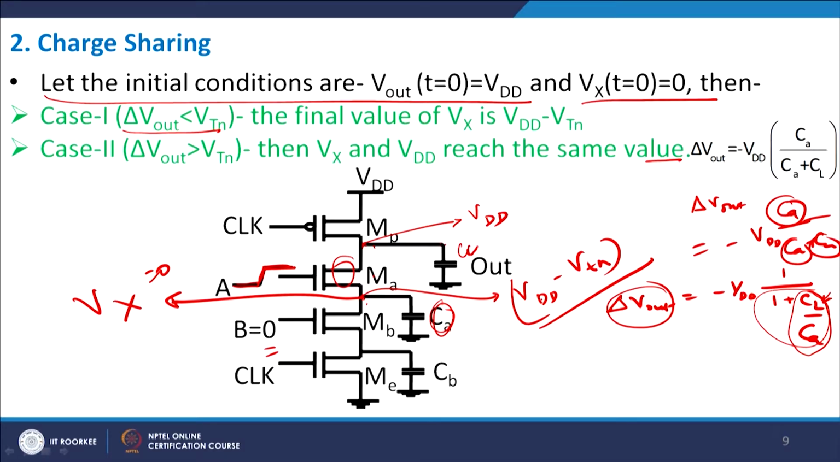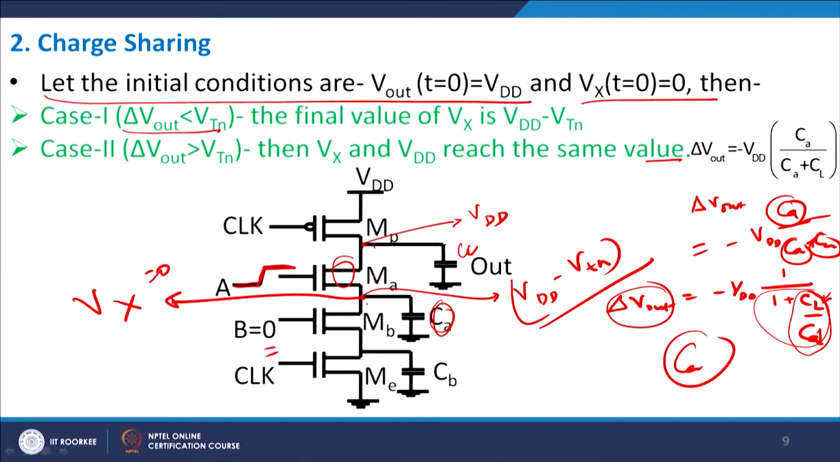It will be so also because if your CL is very large, most of the charges will be accumulated at CL and the voltage change at output will be very large. Similarly, if your CA is larger, which means this is large, this falls down, and therefore I will just reframe my question, the understanding here. If CL becomes large, then this quantity becomes large, right, and therefore del V out goes down.